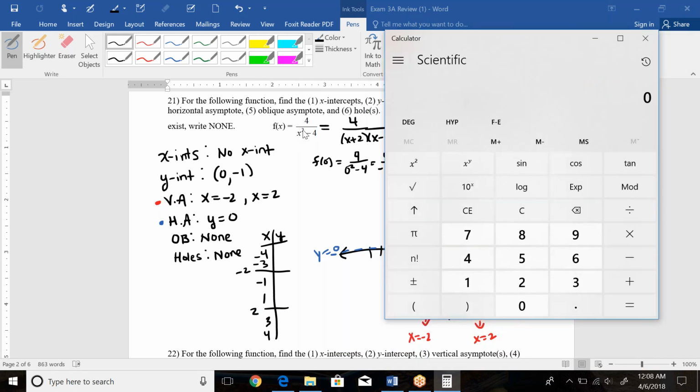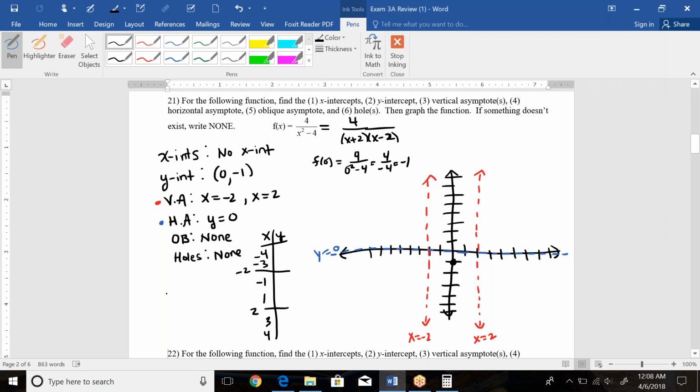But for us, I'm just going to go back to the 4 over x squared minus 4. So if you square negative 4, that'd be 16, minus 4 would be 12. 4 divided by 12. So I'm going to write this out actually. So f of negative 4 is 4 over negative 4 squared minus 4. So that's 4 over 16 minus 4, which is 4 over 12, or 1/3. So that's the y value for negative 4.